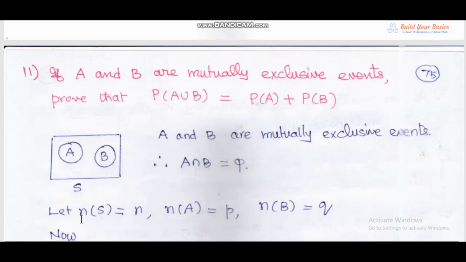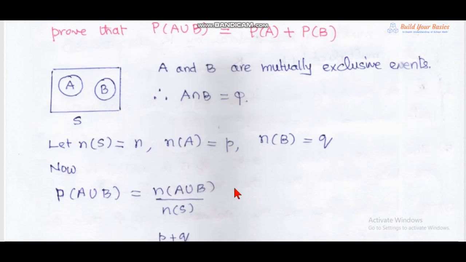Let number of elements in the sample space be n. Number of elements in A, P. Number of elements in B, Q. Now probability of A union B, that is what we want to find. Probability of A union B equal to number of elements in A union B divided by number of elements in S.